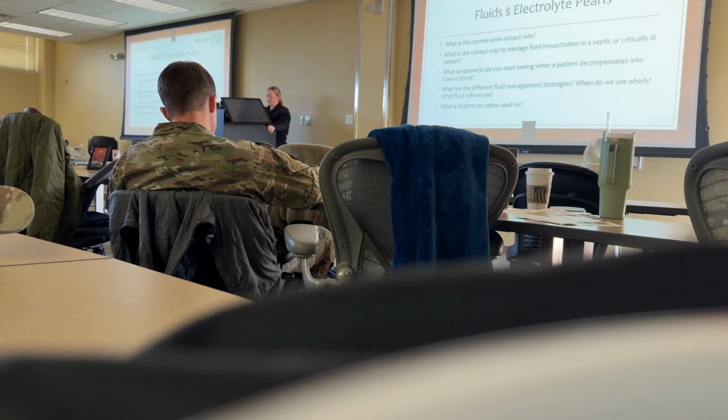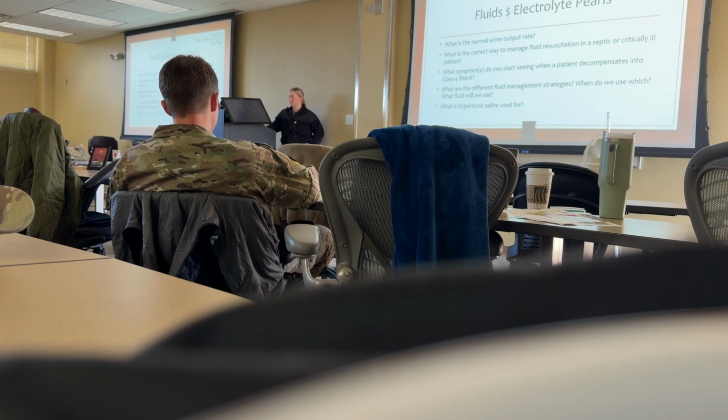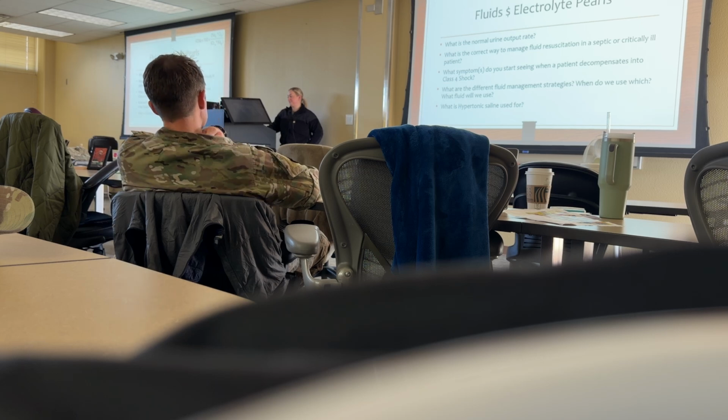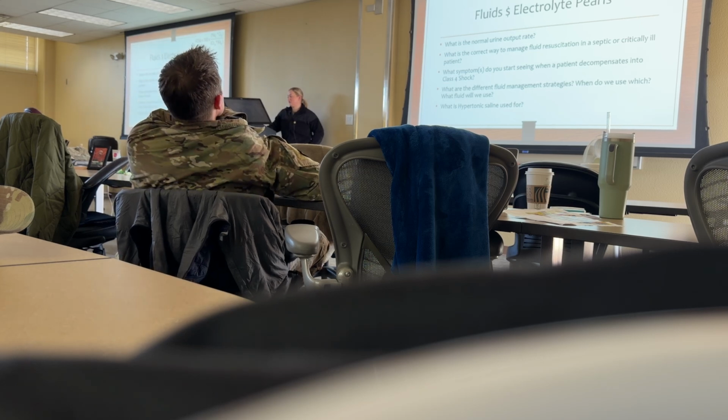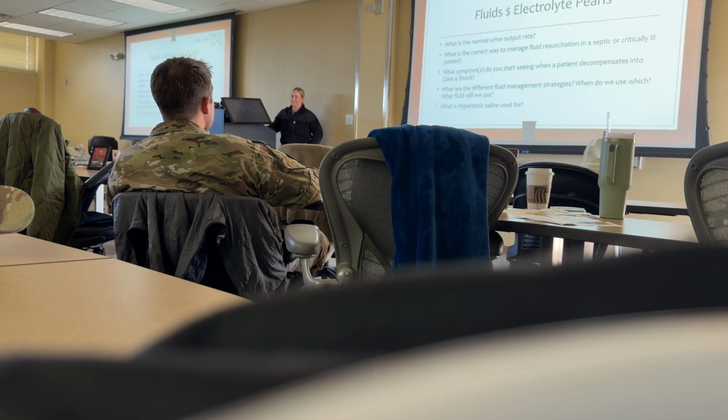All right. Oh, that should be at the end. I'll fix that. Fluid and electrolyte pearls. What is the normal urine output again? 0.5 to 1 ml per kg per hour. Yep, good. Okay. What is the correct way to manage fluid resuscitation in a septic or critically ill patient?